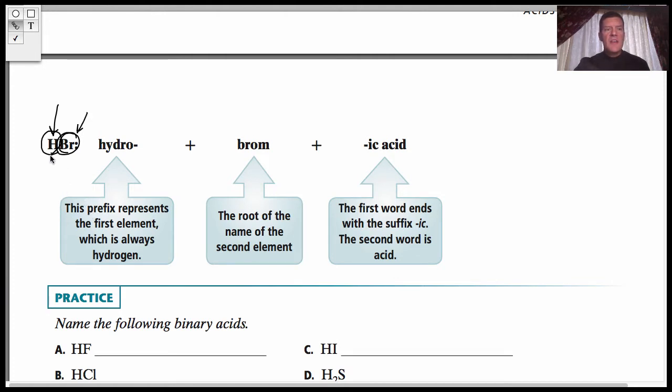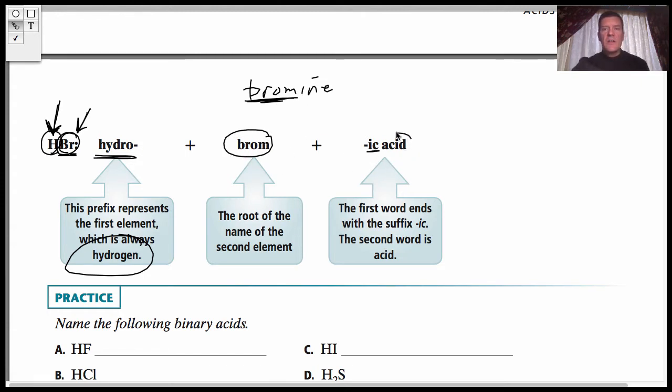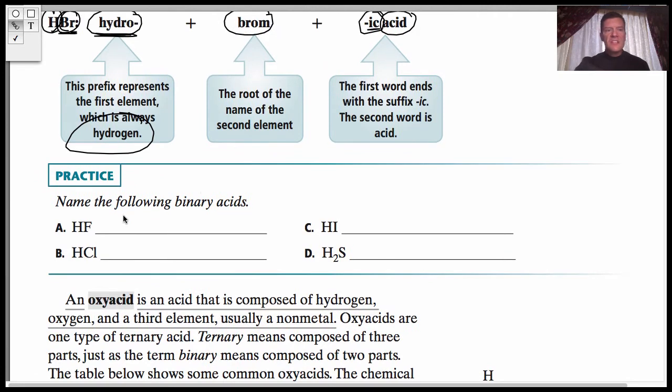Here's how you name HBr, this acid. You'll know it's an acid because it has an H and then a highly reactive nonmetal. You're always going to start with hydro. That's because it has hydrogen in it. And then you're going to take the root of that second element name. The name is bromine. You're going to take the root of that and add IC to it, and then call it an acid. All right, so this is hydrobromic acid. Hydrobromic acid.